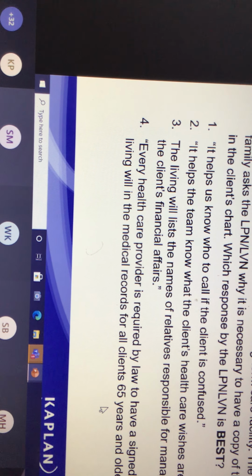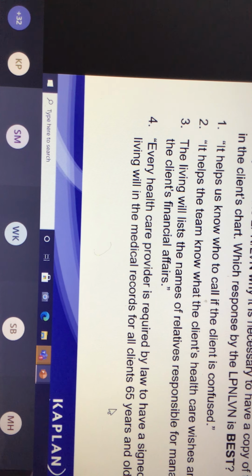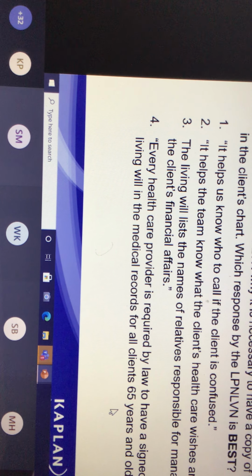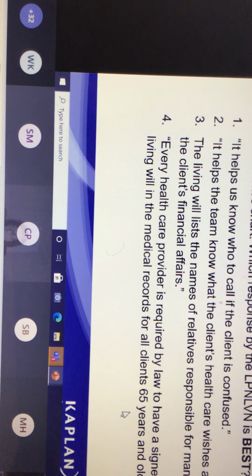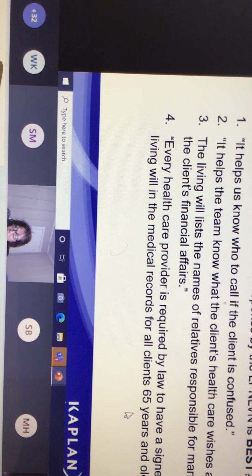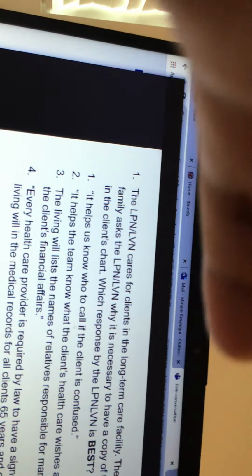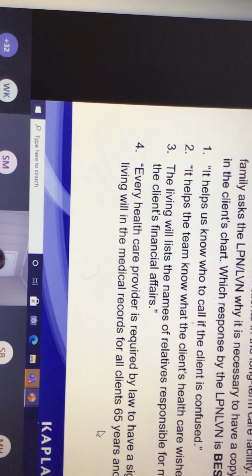All right, what about number 3? Doesn't a power of attorney do the financial affairs? Yeah, this is not a living will. That's a power of attorney for their financial affairs. We can get rid of that one. What about number 4?